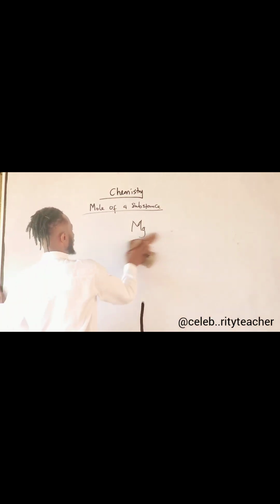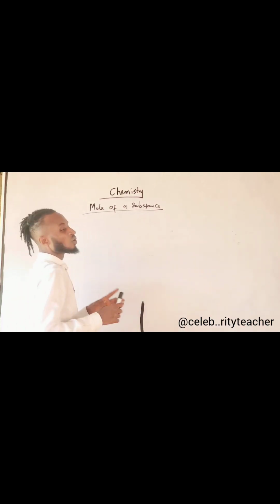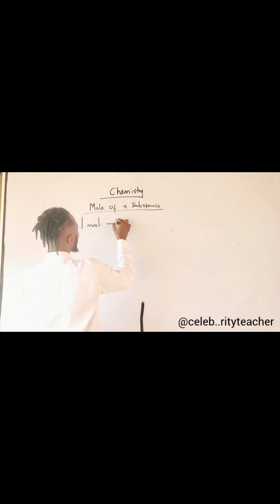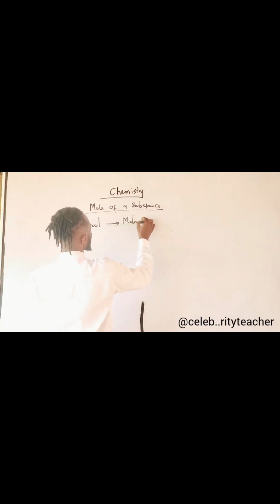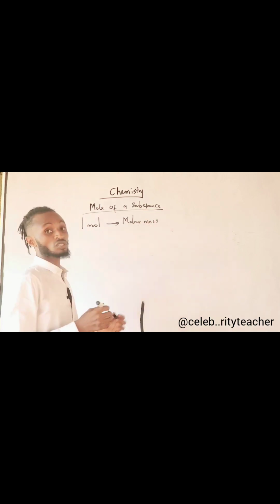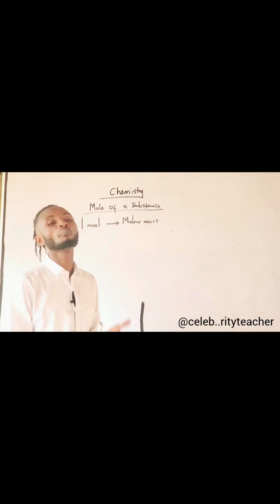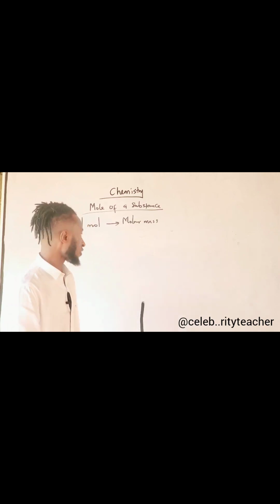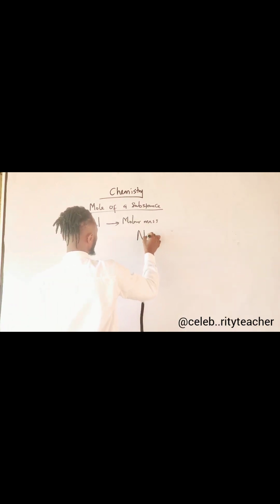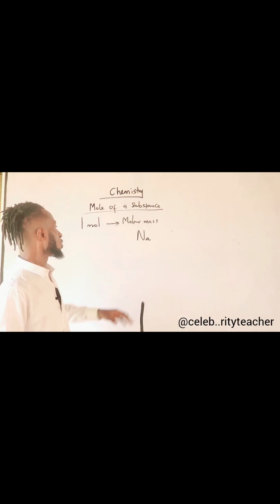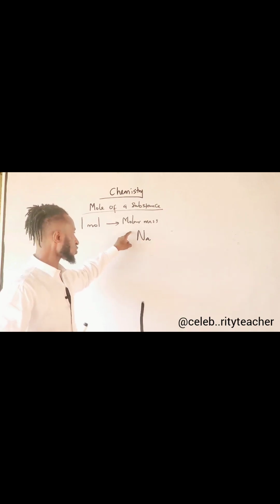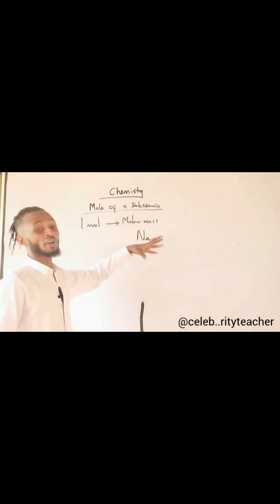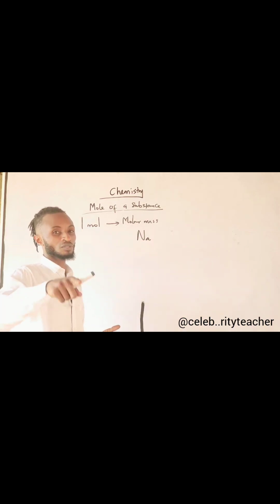Then another thing I want to say is that 1 mole of every substance contains the molar mass of that substance. So what does this mean? It simply means that the mass of 1 mole of anything is known as molar mass. For instance, this is sodium, 1 mole of sodium. The mass of 1 mole of sodium is what we call molar mass. And we are telling you that 1 mole of every substance contains its molar mass.